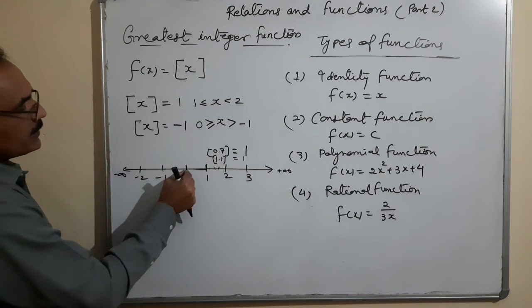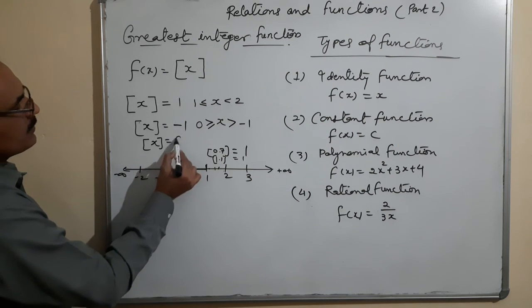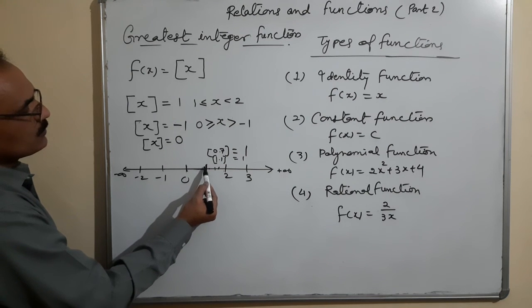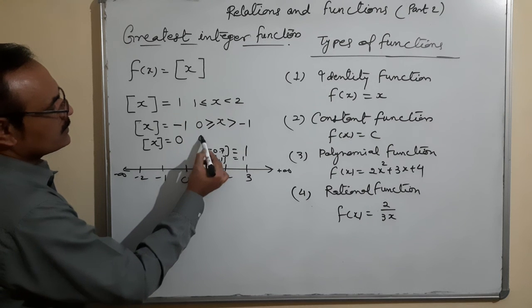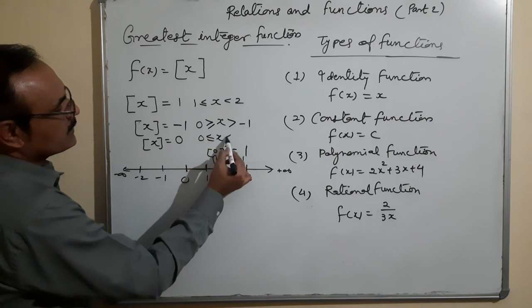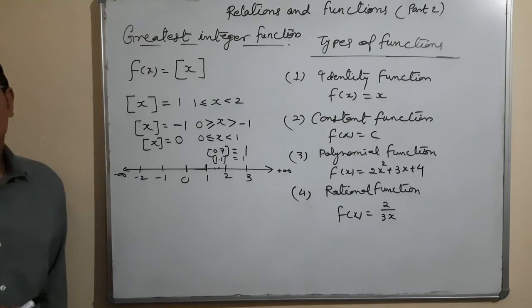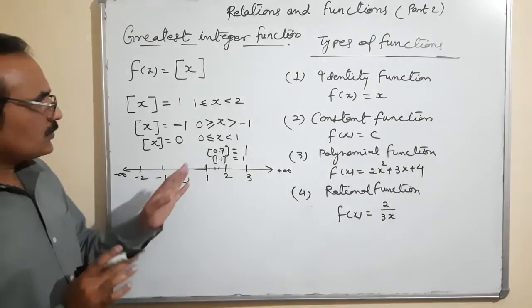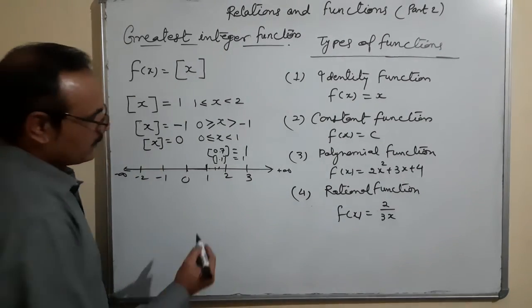Okay? Now when we are talking about 0, we write here the result is 0, and the value of 0 is coming from here, 0 to 0.1. So 0 is less than or equal to x, less than 1. Okay? Is that clear? Now with the help of an example, I would like to tell you, then you will understand properly.